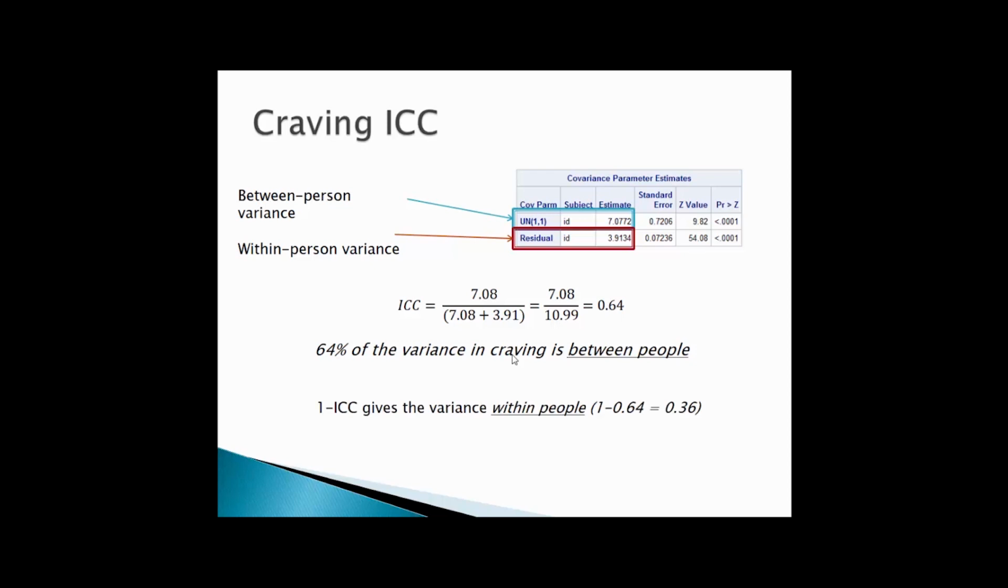If we take 1 minus the ICC, we can get the amount of variance that's within people. So about 36% of the variance is at the within-person level, and that's how people vary from themselves across time. Now, typically, this is a high ICC for a lot of variables that we're interested in in EMA or ILD datasets. You'll often see ICCs of about 0.2 or 0.4, particularly for things like stress and mood. But craving tends to be a little bit more stable over time, which produces this high ICC.